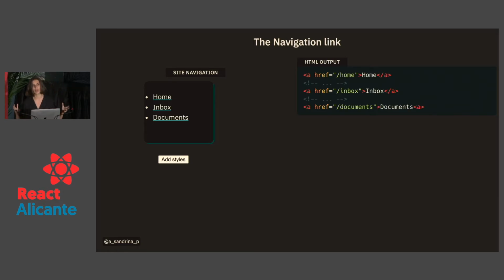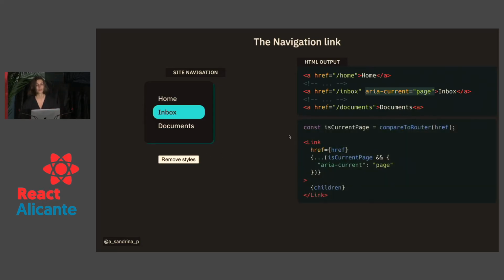So there are multiple ARIA attributes, but for this particular case, we would use aria-current with the value page. At this moment, the screen reader will say something like "inbox, link, current page." And because this is a dynamic attribute, depending on where you are in the page, you need JavaScript to toggle it on and off. So with your router tool, whatever you use, you can compare the current route with the link.